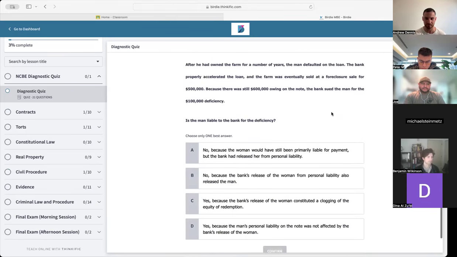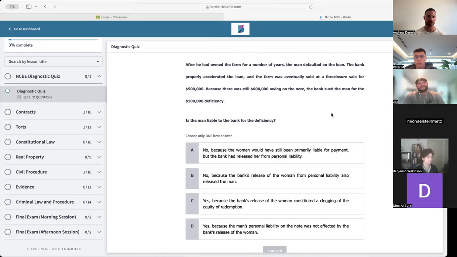So, yes. No, because the woman would still have been primarily liable for payment, but the bank had released her from personal liability. No, he's personally liable. He expressly assumed it. No, because the bank's release of the woman from personal liability also released the man. No, he expressly assumed it. Yes, because the bank's release of the woman constitutes a clogging of the equity of redemption.